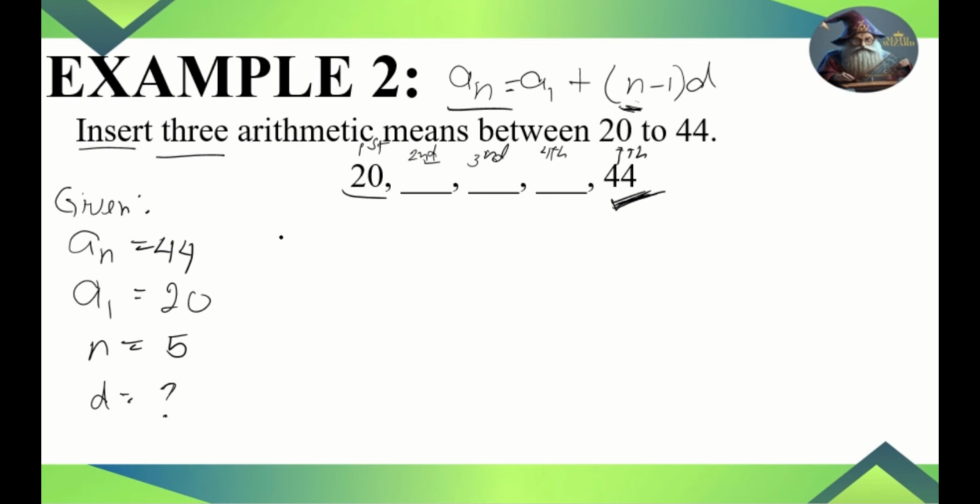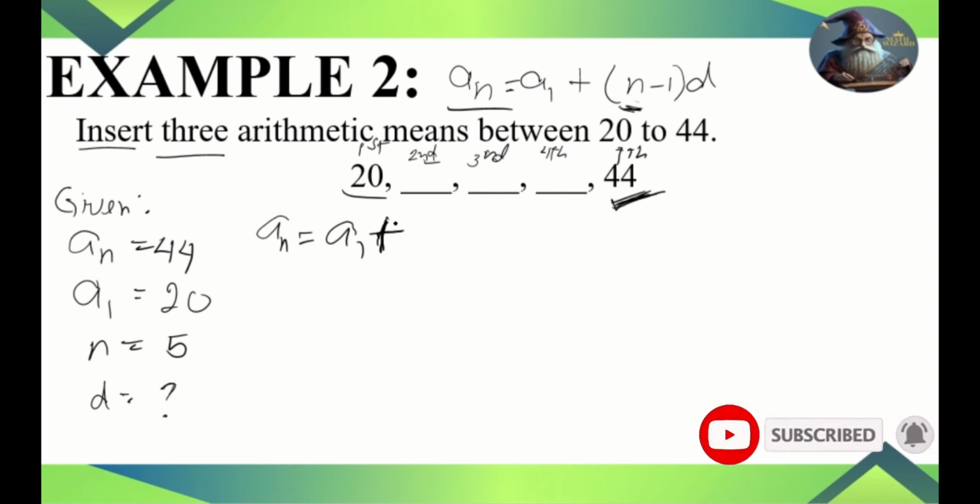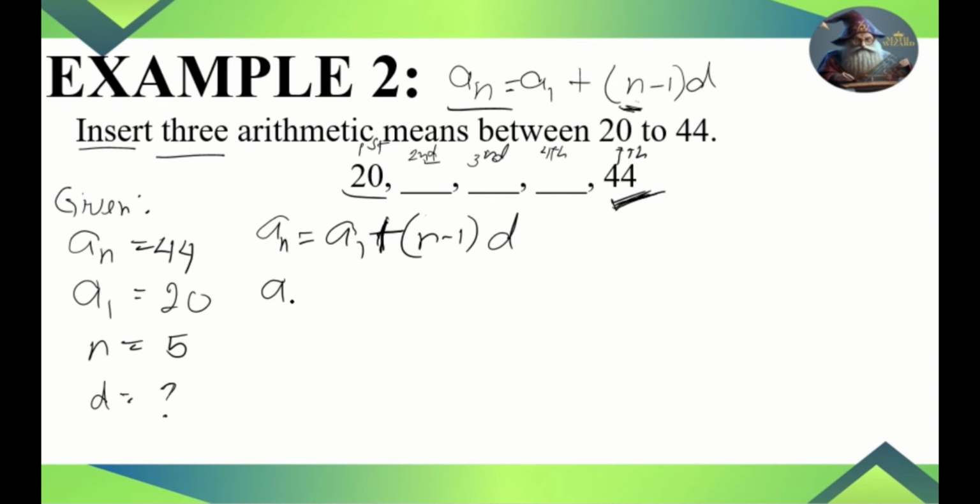Okay? So, solve na natin. I-substitute na natin itong mga given doon sa formula natin na a sub n is equal to a sub 1 plus quantity n minus 1 d. So, what is a sub n? N natin is 5. So, hindi na siya a sub n, this should be a sub 5. Is equal to, what is a sub 1? A sub 1 is 20.